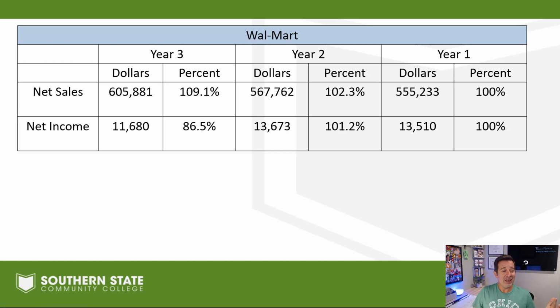How can our net sales go up 9.1% from year 1 to year 3, but our net income actually went down 13.5%? Well, 100 minus 86.5, 13.5%. Okay? So think about the income statement. Revenue minus expenses equals net income. Revenue goes up, net income goes down. What has to be going on? Well, our expenses must be going up quicker than our net sales or our revenues, right?